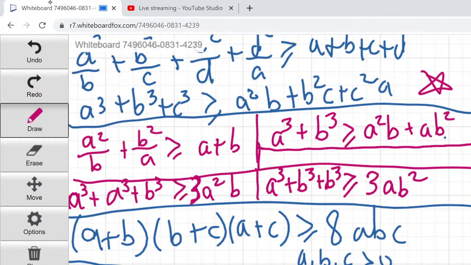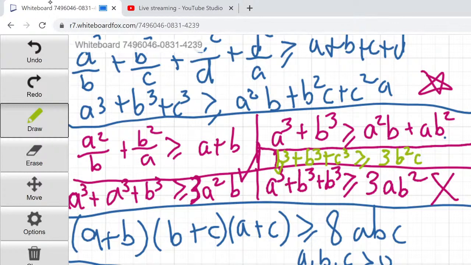Okay, so can I recycle some of these? I can recycle this one, I can recycle that one. I can't recycle the other one. But I can cycle the first one. Cycle means a goes to b, b goes to c, and c goes to a. Because if you have that one and you add c squared, it's already greater than. Yes, it has to be. And you have b cubed plus b cubed plus c cubed is greater than or equal to 3b squared c.